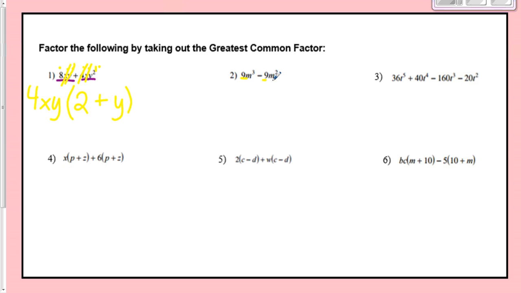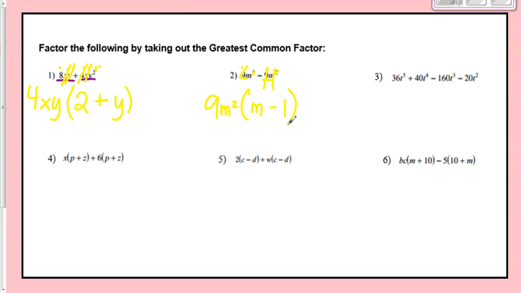Okay, same with number 2. I look at my two pieces, and I take out the greatest common factor. So in this case, 9m squared. That was what was in common between both. Open up my parentheses, and the 9 was gone, m squared was gone, so I've got m minus. 9 was taken out, m squared was taken out. All that's left really is a 1 there, right?